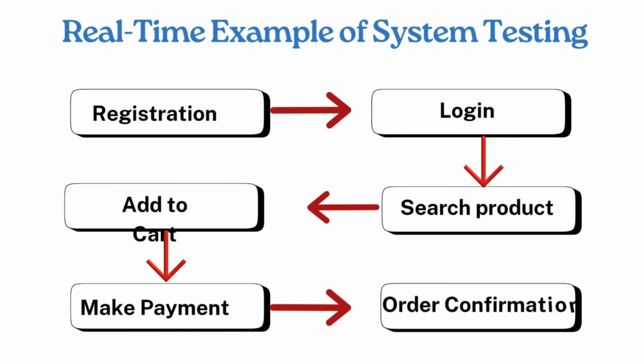Let's take an online shopping application as an example. In system testing, we verify the complete flow, from user registration to payment and order confirmation, to ensure the system works as expected.